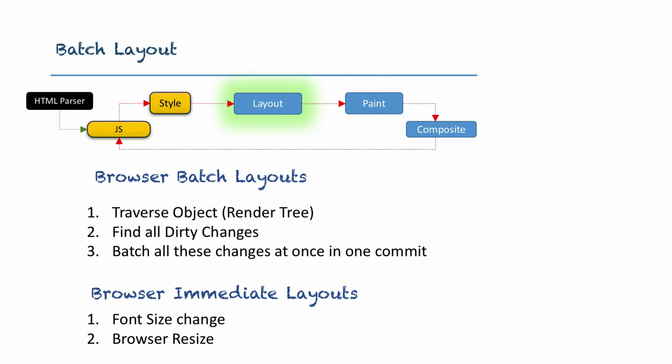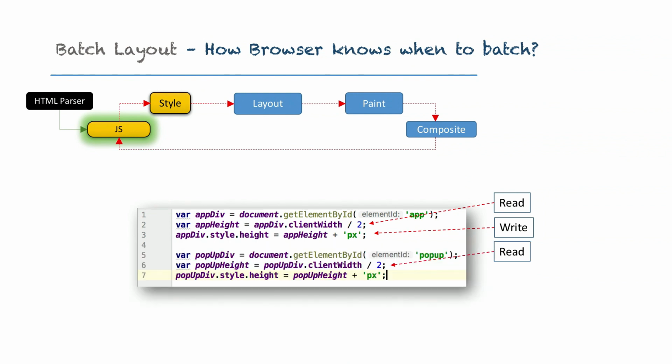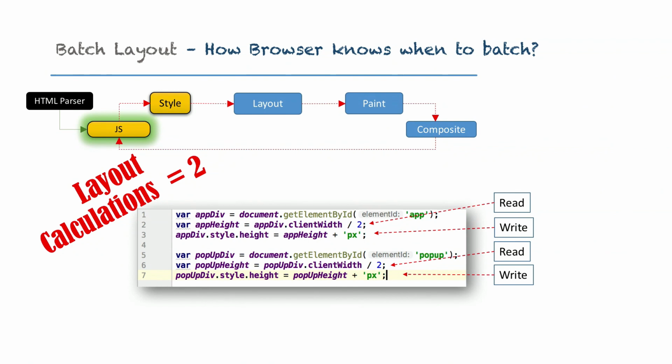And the browser does batch layouts, and how it does that, let's see a small example here. Here we have a read operation where we are reading the height of an element, followed by a write operation on the DOM tree where we are updating the height, and then we have another read operation and then another write operation. So what the browser does, when it comes to the second read operation, since there was a write, it doesn't want to give a wrong value, so it does a layout and then gives it to you. So here two layouts are happening.